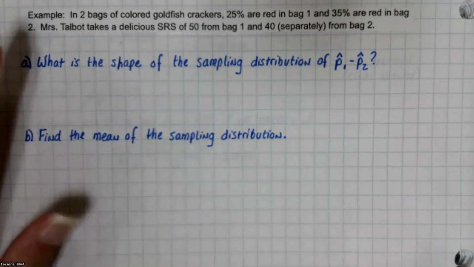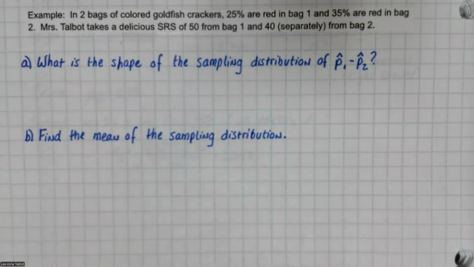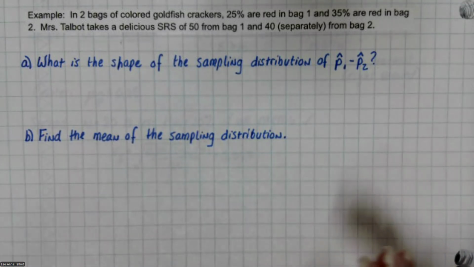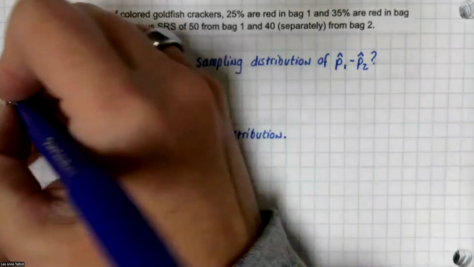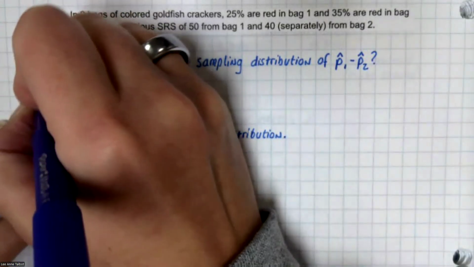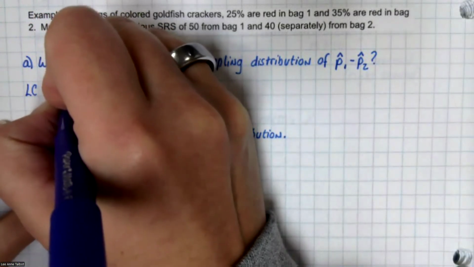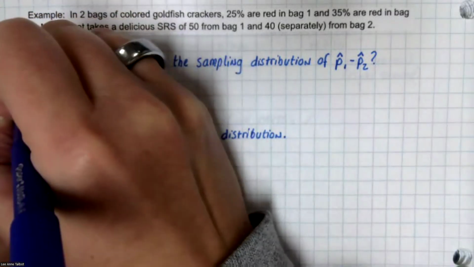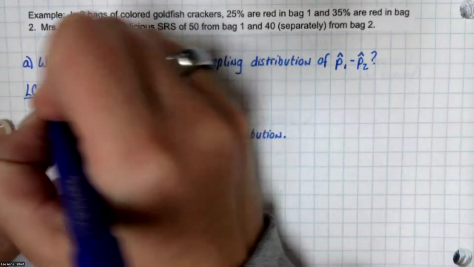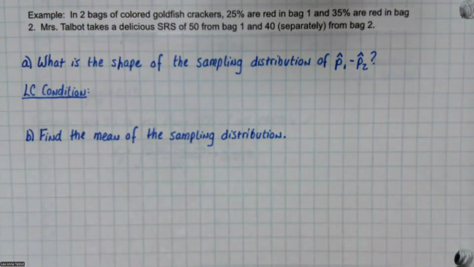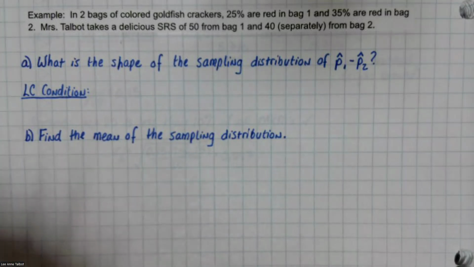Okay. What is the shape of the sampling distribution p hat 1 minus p hat 2? I don't have a graph to look at. So that means I jump straight to the large counts condition. And I'm only writing that there because it's notes. You're not required to write that. You don't have to put it. I'm going to really make sure you guys are not messing up the 10% versus the large counts.